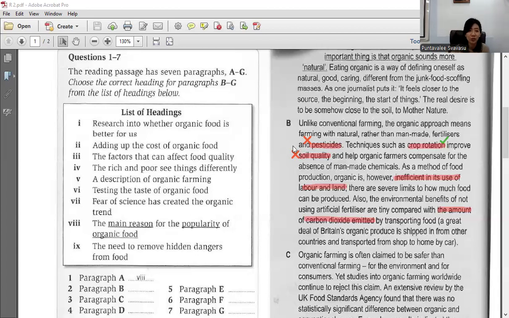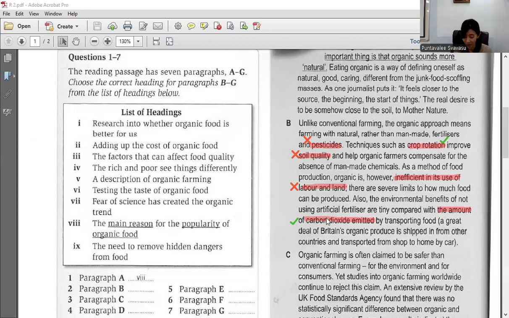So this one is wrong because it's inefficient. It has nothing to do with fewer workers. And then this one, amount of carbon dioxide emitted. When we talk about gases, emit means to release, so it's matched to the word production. So for this one, the answer for 8 and 9 would be choice B and choice E.